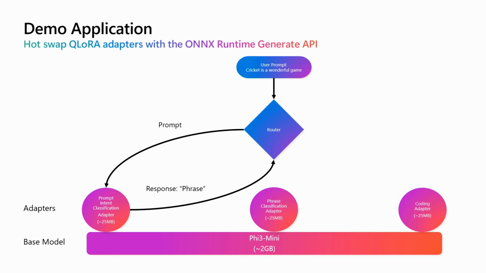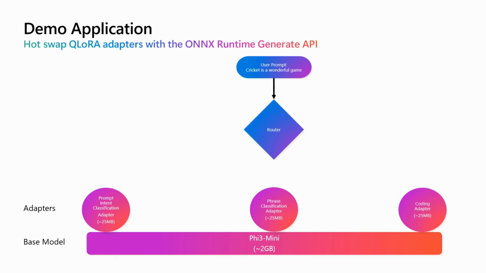And what this allows us to do is take the user prompt here, like cricket is a wonderful game. And that's going to come into a simple router. And the router will take the prompt, and it will go off to prompt intent. And the prompt intent will come back and say, well, this is phrase, right? And so the router will go, OK, now I'm going to pass the prompt to the phrase classification. And again, cricket equals joy, so joy comes back as the response.